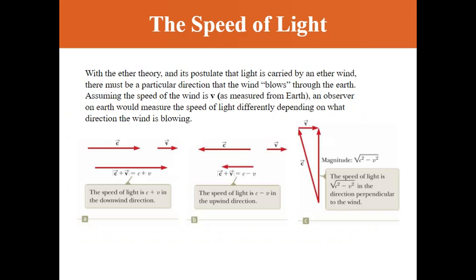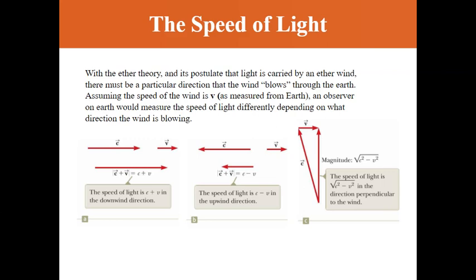So the idea overall is that light is carried by this ether wind, and there's a particular direction that the wind blows through the Earth. So assuming, let's say, that the speed of this ether wind as measured by the Earth is just some velocity vector v, you would then be able to observe the speed of light with different values depending on the direction that the wind is blowing on that particular day, or on the orientation of the Earth with respect to the wind.